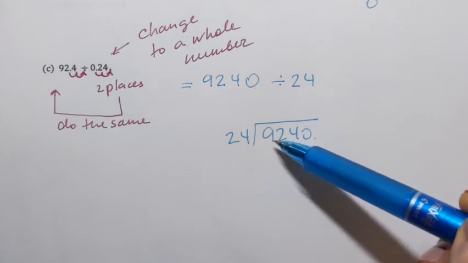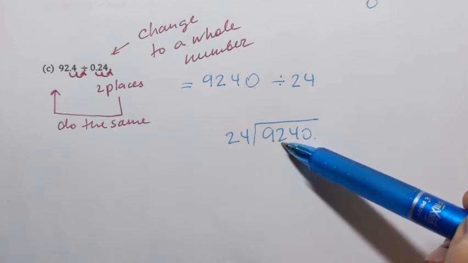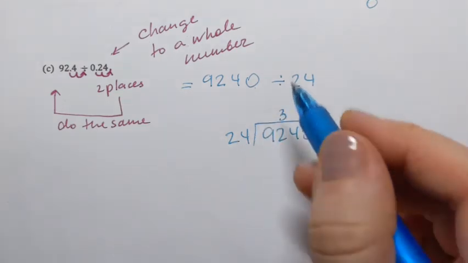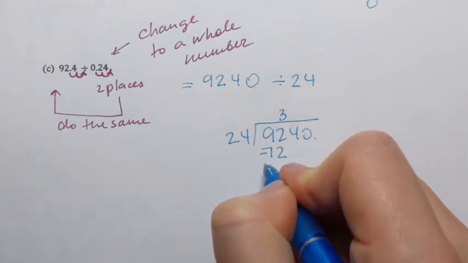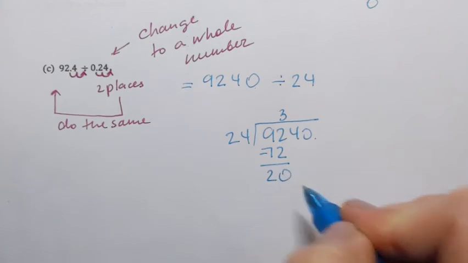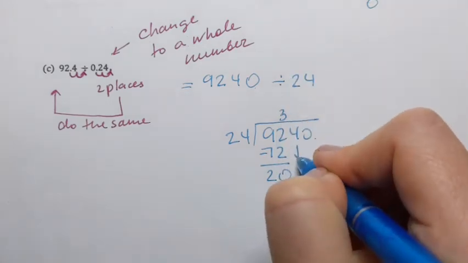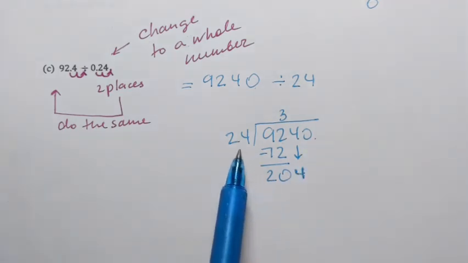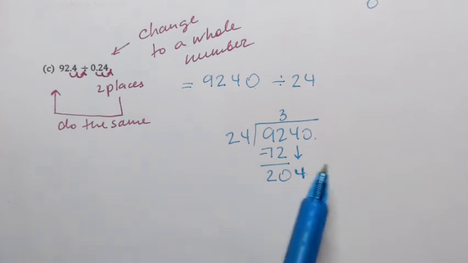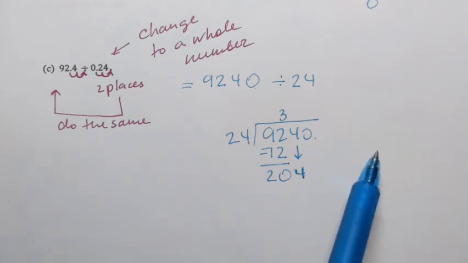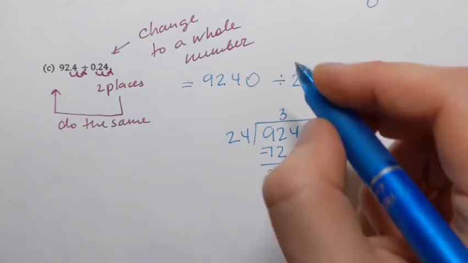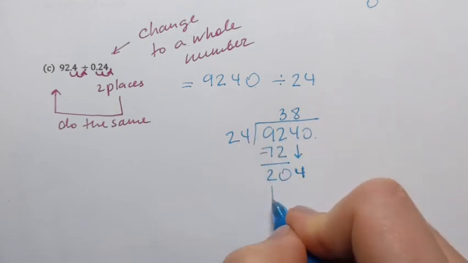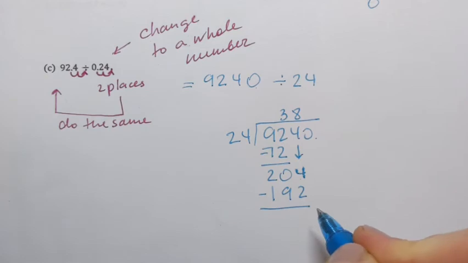9, I cannot divide by 24. How about 92? So 24 goes 3 times into 92. 3 times 24, that is 72. I subtract, the remainder is 20. I bring down the next digit, that is 4. Now I have to think how many times 24 goes into 204. For that, I can do some multiplication on the right, trying different numbers. Well, I already know that it's going to be 8. So 8 times 24 is 192. And you can check all that on the side.